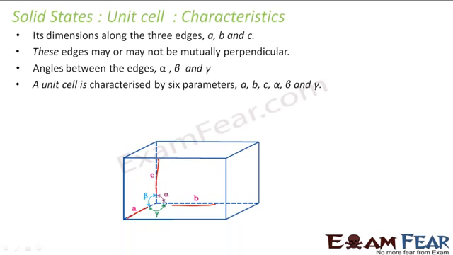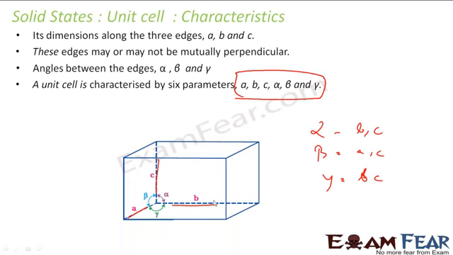So if you see, alpha is the angle between B and C. Beta is the angle between A and C. And gamma is the angle between A and B. Correct? So for alpha, remove the A, you get BC. For beta, remove B, you get A and C. The remaining one is gamma. So to define the unit cell, you need 6 parameters.